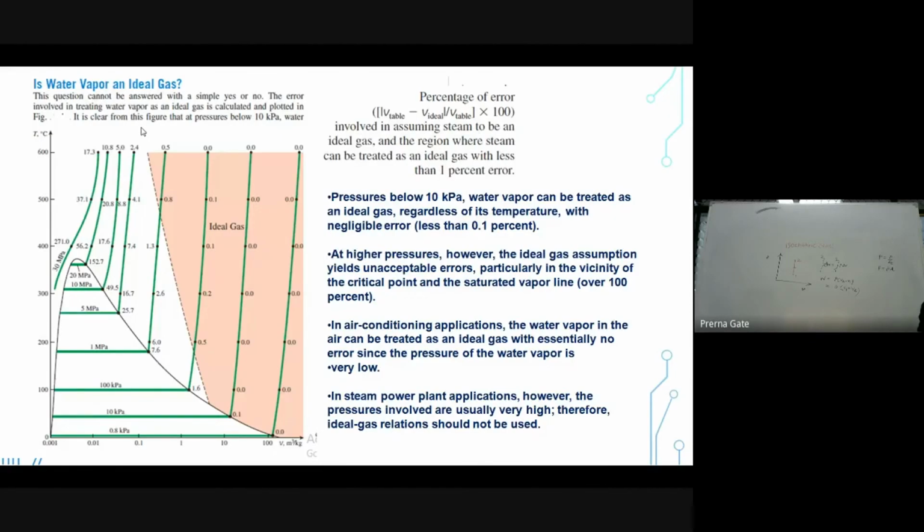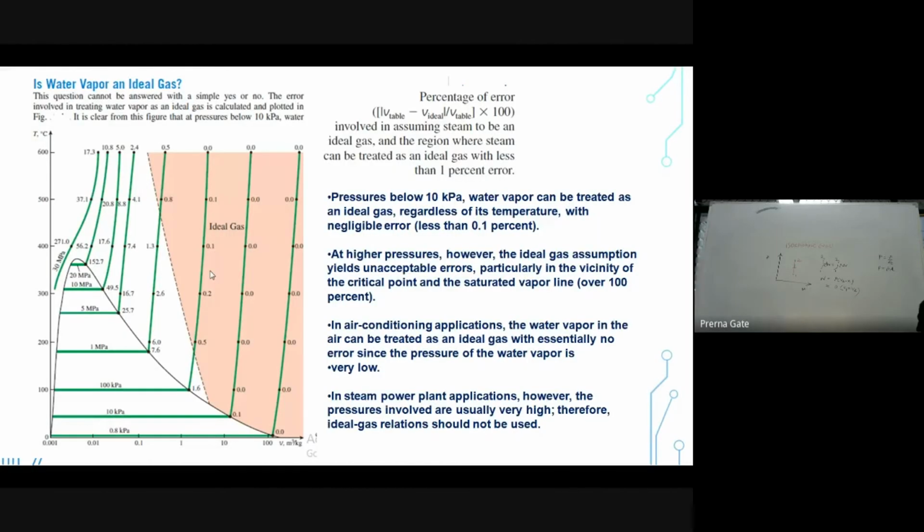From this temperature specific volume curve, we can draw some inferences, so I'm listing them down. First, at pressure below 10 kilopascal, water vapor can be treated as an ideal gas regardless of its temperature. You can see that the zone is continuous here, and the error is almost 0.1, which is negligible. So in this zone you can assume the water vapor to be an ideal gas.